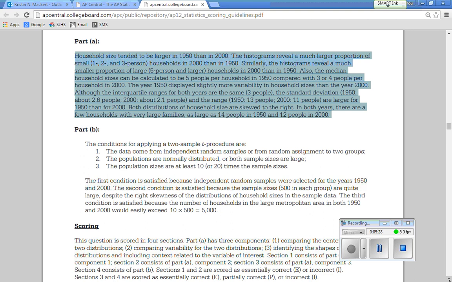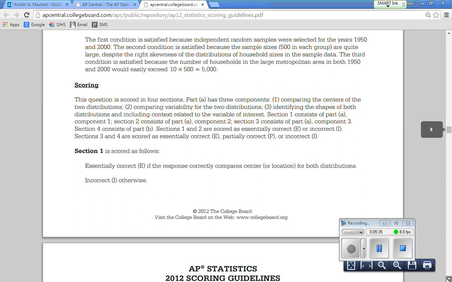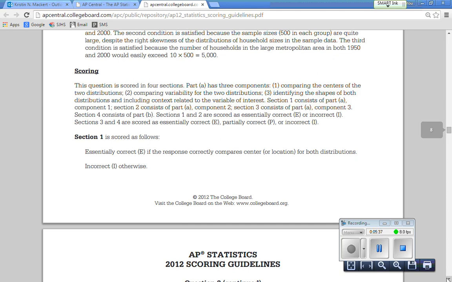Okay? All right, so let's look at the scoring. They're actually taking these two questions and breaking it up into 4 sections to be able to do the scoring. Okay? Part A has 3 components. Wow. We're looking at comparing them, comparing the centers, variability, and shape. Good grief. What is that? Shape, center, spread. Done. Woohoo, yay. Okay? So that's 3 of the 4 components of this entire question, just in part A.